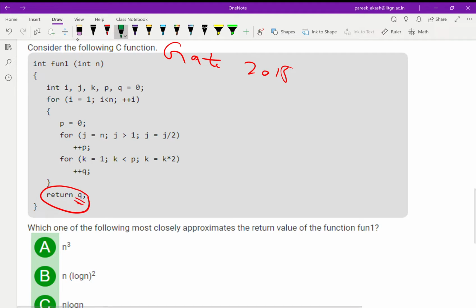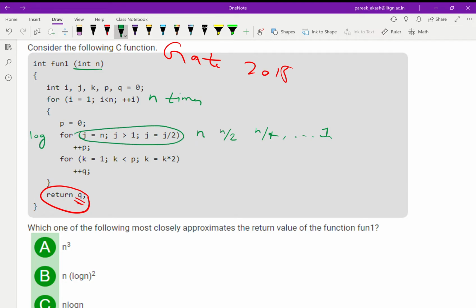First there is a loop which goes from 1 to n, so it will go n times. Then we have p equal to 0 and a j loop which starts with n and goes down to 1, and every time it divides j by 2. Suppose we are at n, next time we will be at n by 2, then n by 4, and in this way we will get to 1. So the total iteration of this loop will be log n times.